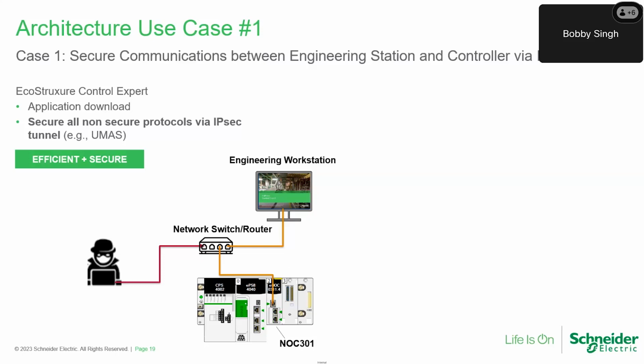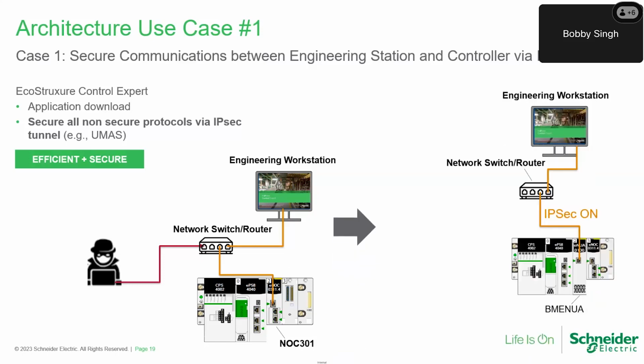The easiest way to prevent such a cybersecurity attack is to simply add an NUA module to your architecture and enable the IP security tunnel. I will demonstrate this in the next use case and show you how easily it could be enabled. With the IP security enabled on the NUA, now only the engineering workstation defined in the NUA configuration can access M580 data.